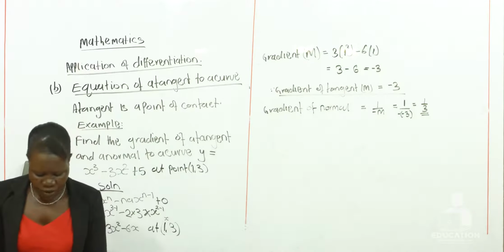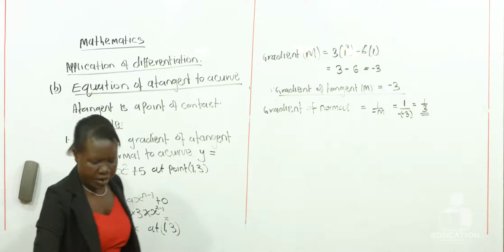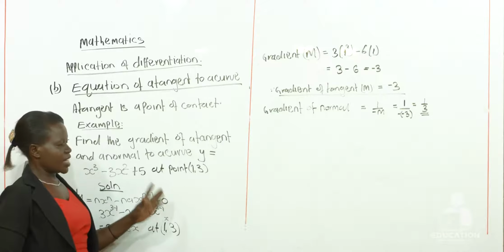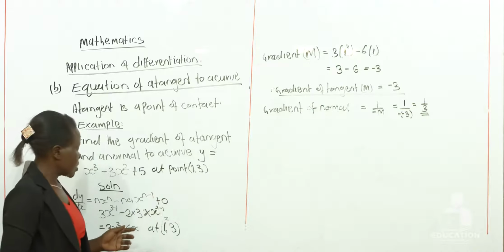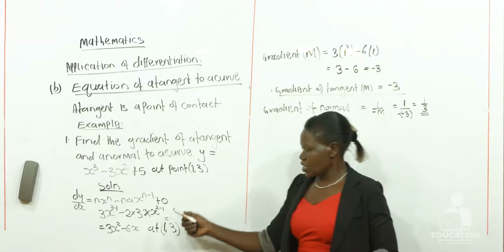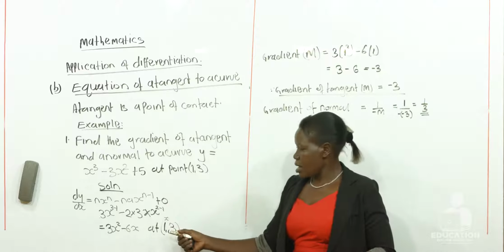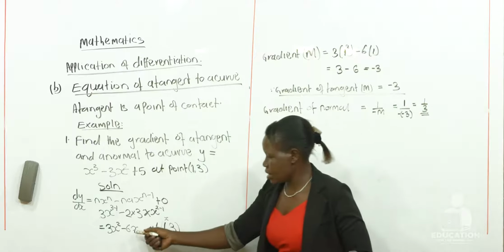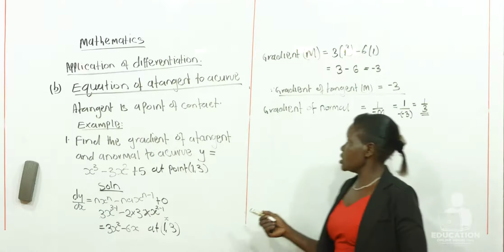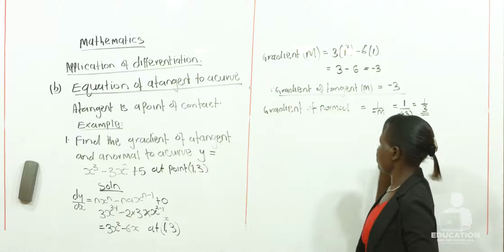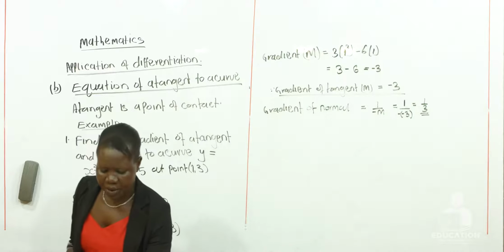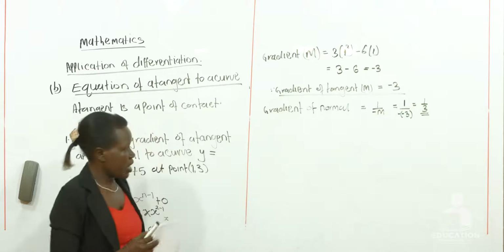In case you are asked to find the gradient of a tangent, that is what you are supposed to do. You simply differentiate. After differentiating, you substitute the value of x in the result to get the gradient. And once you have got the gradient, it becomes easy to get the gradient of a normal. Remember, we said a normal is that line which is perpendicular.